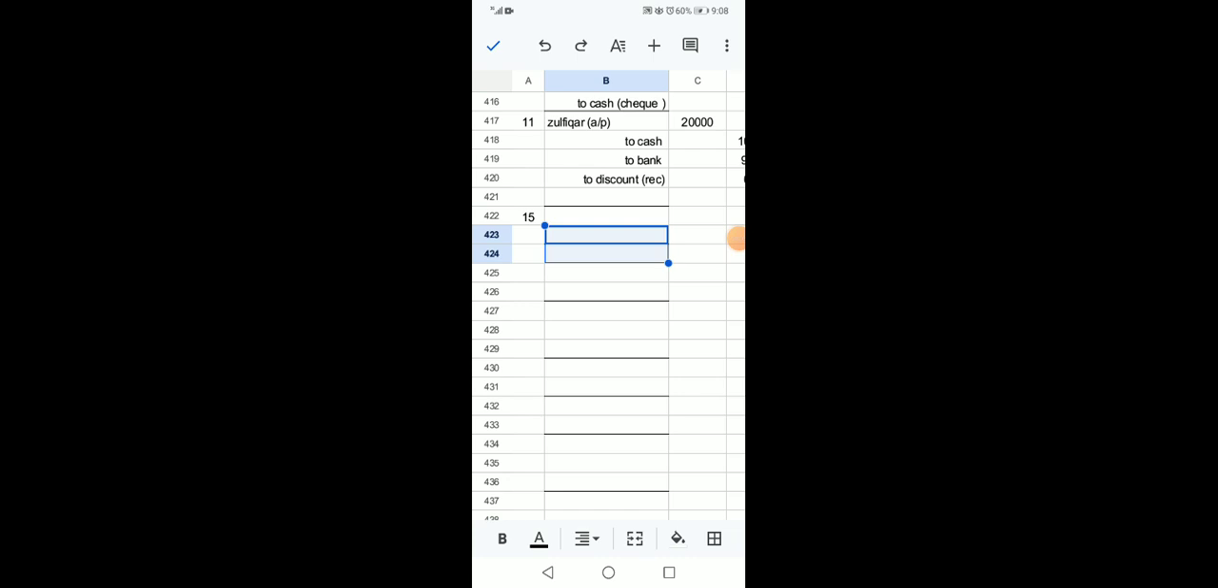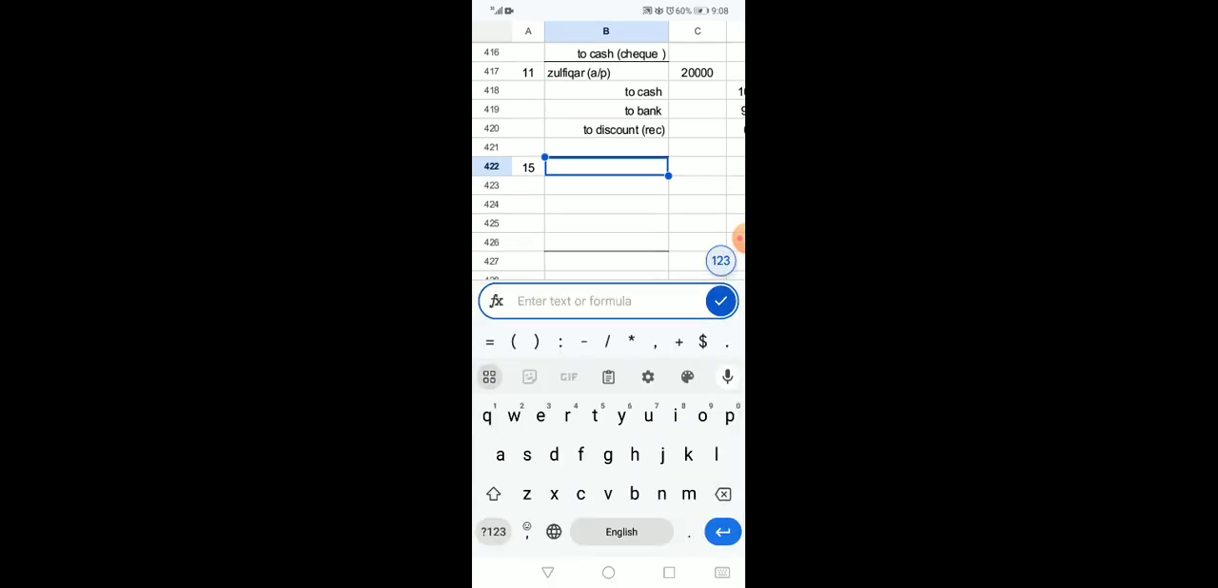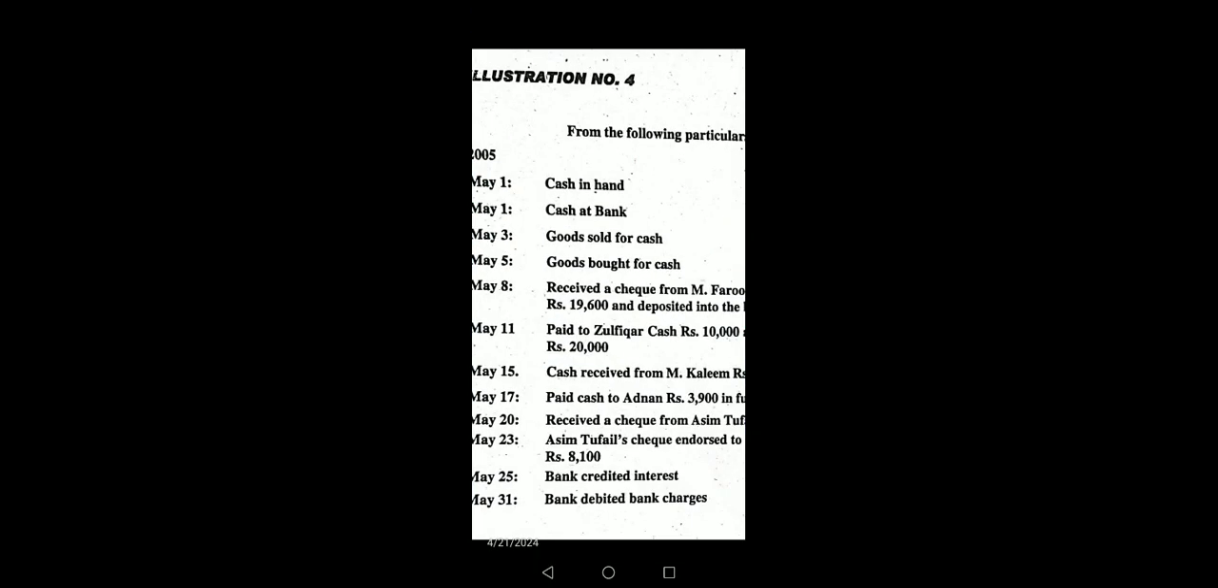When you are receiving, it means cash in hand is increasing. Cash in hand is your asset. Increase in cash means increase in asset. Increase in asset should be debited. So you will mention the name of cash on the debit side. From whom are you receiving this cash? The person's name is Kaleem.